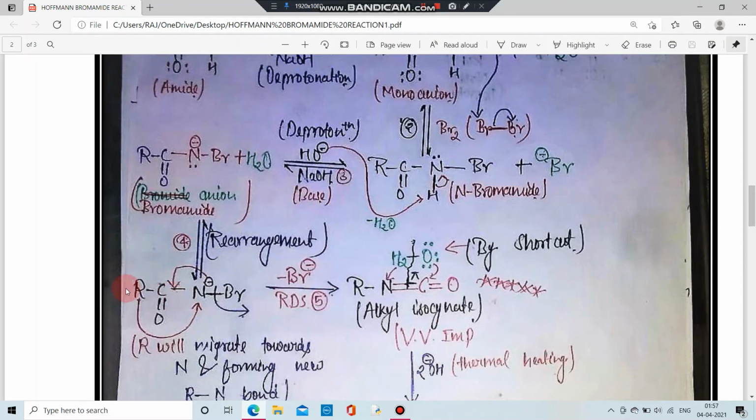So R and N is a new bond, and this negative charge is going to shift as a pi bond with respect to C. So N double bond C, and C double bond O was already present. So we have got R N double bond C double bond O. We already know N double bond C double bond O is known as the isocyanate bond. So if there is R, it is alkyl isocyanate. Just remember, in Hofmann bromamide degradation, the intermediate is isocyanate, or alkyl isocyanate.